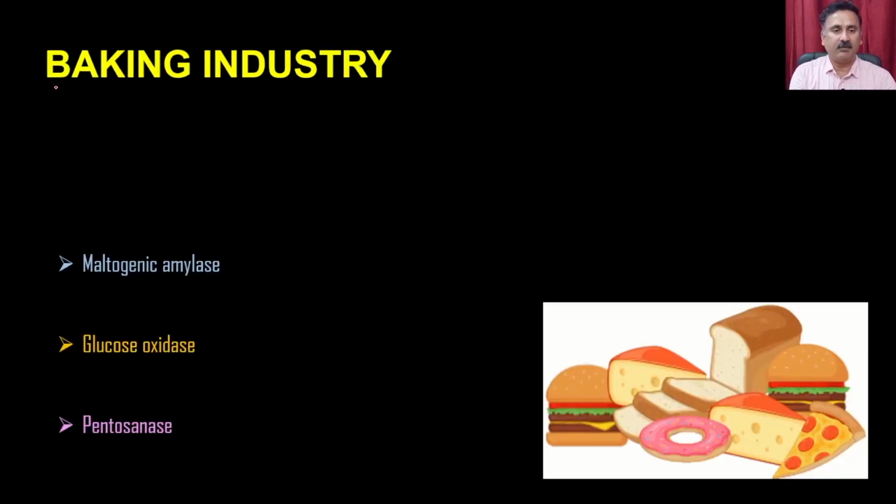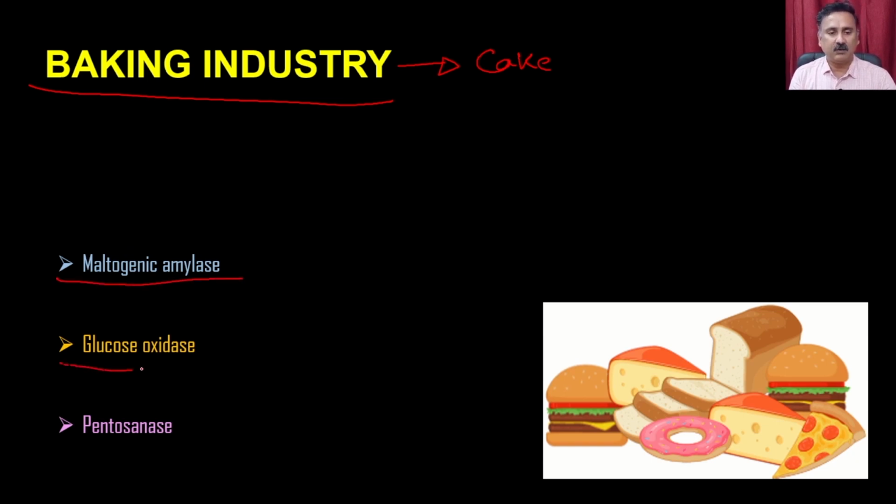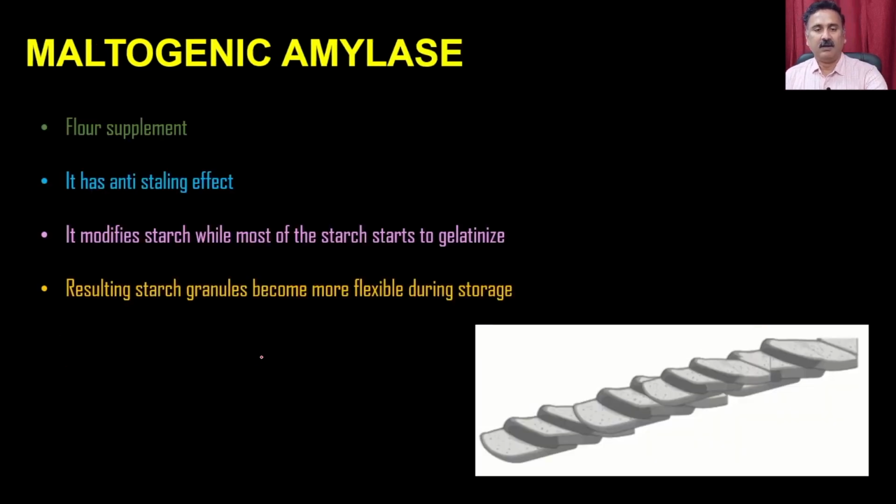Now let's talk about the baking industry, the industry which is going to give you the cake and the pastry and other kinds of baking products. So in the baking industry, you can have the maltogenic amylase, glucose oxidase and pentosanases. Maltogenic amylase, so this is different from the alpha amylase. It is actually going to produce the malt, right? So it is a flour supplement, right?